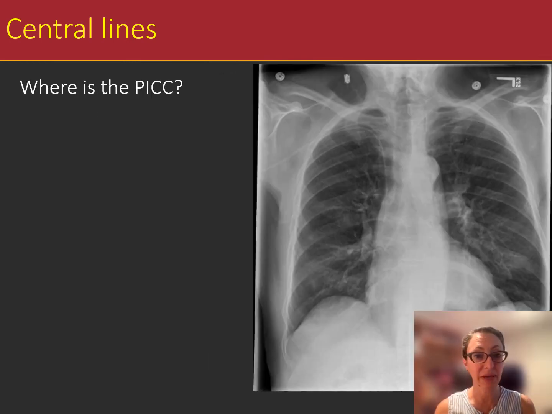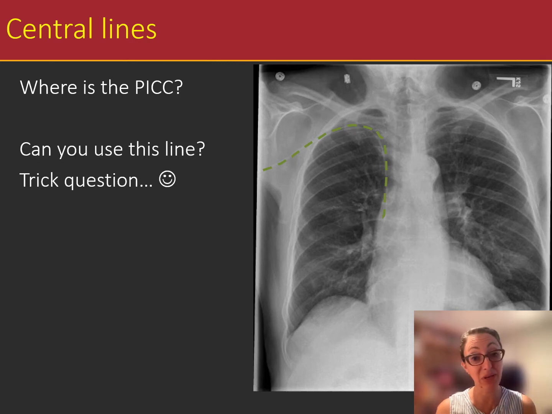So where is this PICC? This is an example of a well-positioned PICC terminating somewhere in the superior vena cava. Can this line be used? Well, it's a trick question. I personally don't know if the line is clotted. Not sure even if this is in the patient or on top of the patient, but you hold the key to the clinical information.